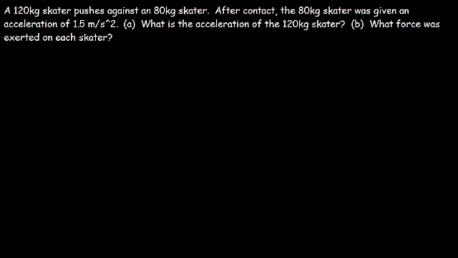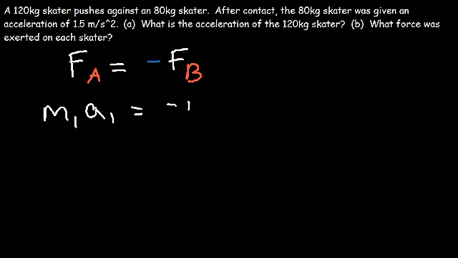A 120-kilogram skater pushes against an 80-kilogram skater. After contact, the 80-kilogram skater was given an acceleration of 1.5 meters per second squared. What is the acceleration of the 120-kilogram skater? Well, according to Newton's third law, for every action force, there is an equal and opposite reaction force. So Fa equals negative Fb. So Fa, we're just going to say it's the mass times the acceleration. Let's say m1 times a1. Fb, let's call it m2 times a2.